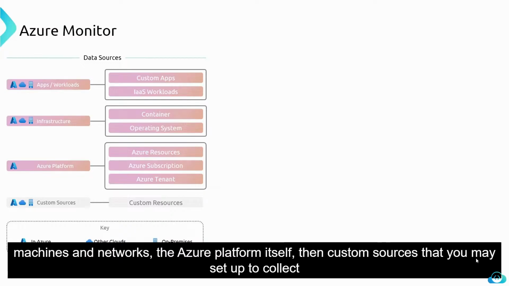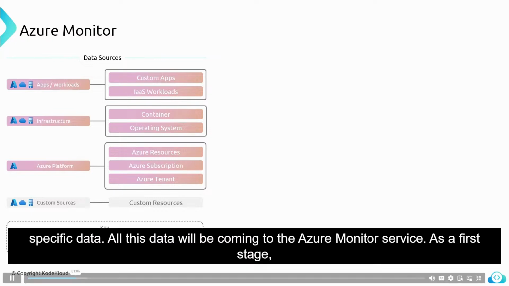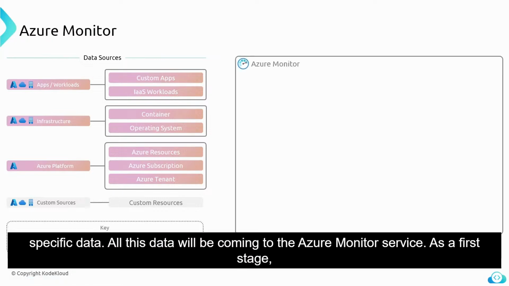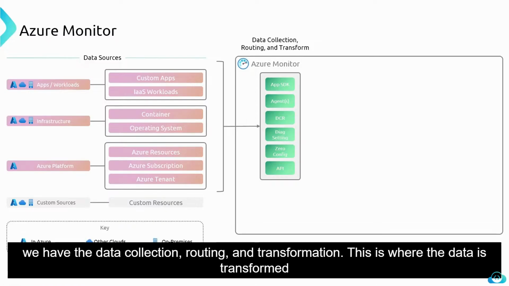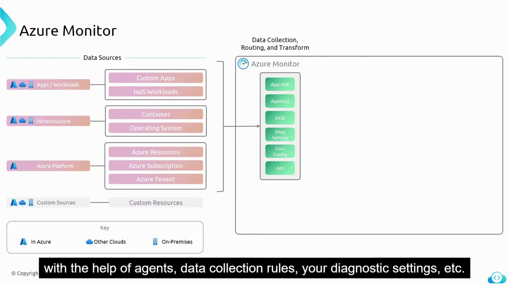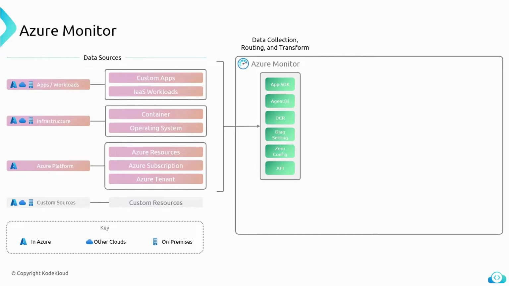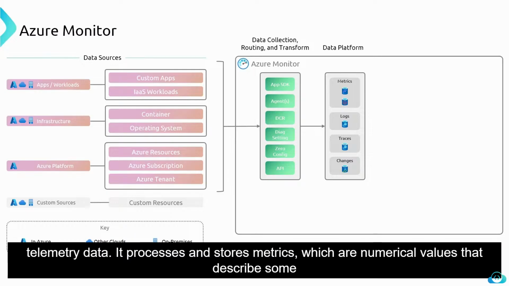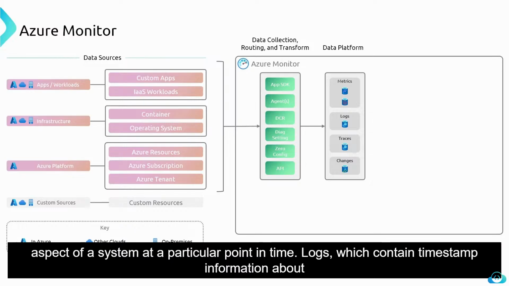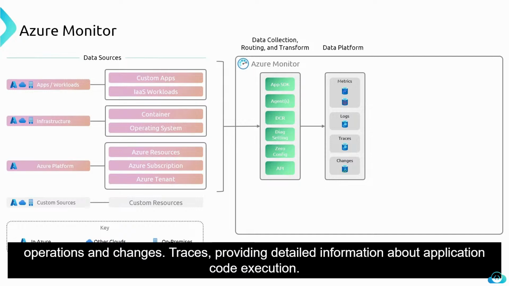Now let's take a look at the architecture of Azure Monitor, starting with data sources. This is where monitoring begins, with Azure Monitor collecting data from various data sources such as applications and workloads running on Azure, other clouds, or on-premises, infrastructure components including virtual machines and network, the Azure platform itself, then custom sources that you may set up to collect specific data. All this data will be coming to Azure Monitor service. And as a first stage, we have the data collection, routing, and transform. This is where the data is transformed with the help of agents, data collection rules, your diagnostic settings, etc.